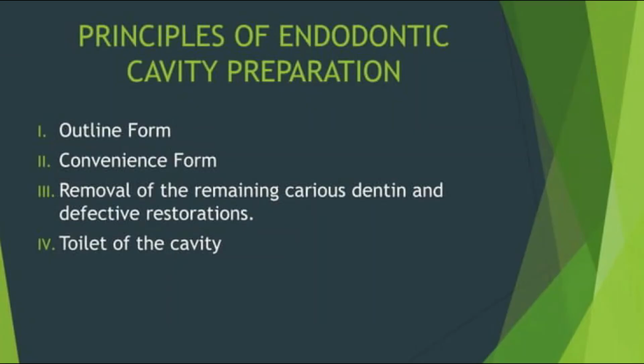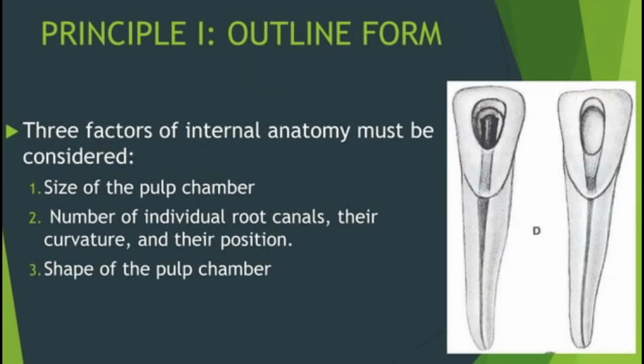There are four principles. Number one is the outline form, second is convenience form, third is removal of the remaining carious dentine and defective restoration, and last is the toilet of the cavity. The first is the outline form. It is established by mechanically projecting the internal anatomy to the external surface.